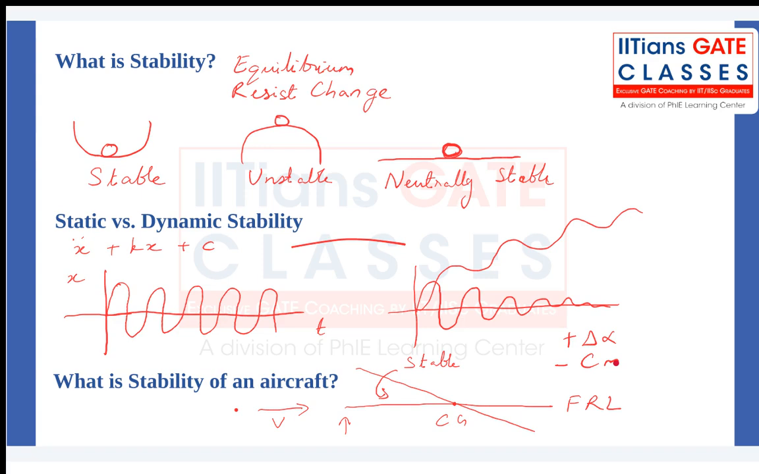This is why the condition for static stability is that dCM upon d alpha should be negative. I hope this is clear for everyone. If it's not clear, please do ask me. We can go over it again. All right, I think it's clear. We'll move on.